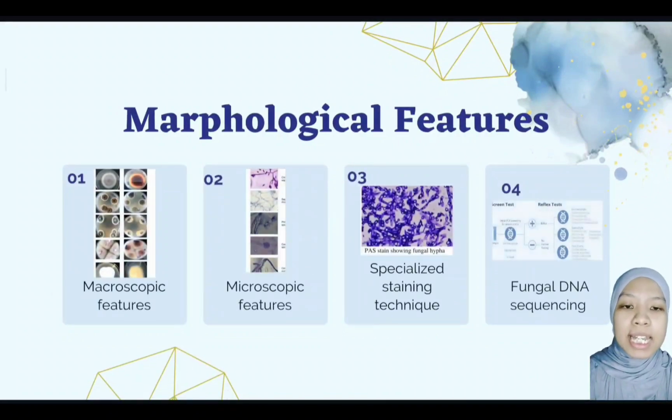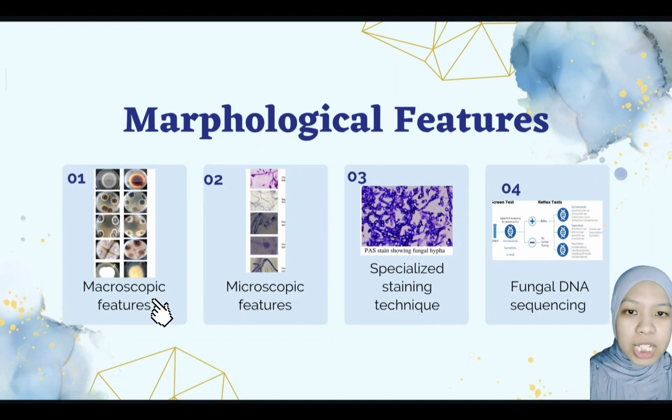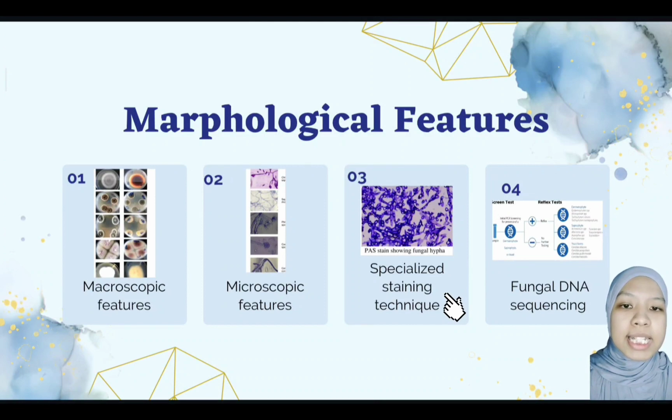Okay, the next slide is about morphological features. So there are macroscopic features, microscopic features, specialized staining techniques, and fungal DNA sequencing that are used by lab technologists to identify species of onychomycosis.